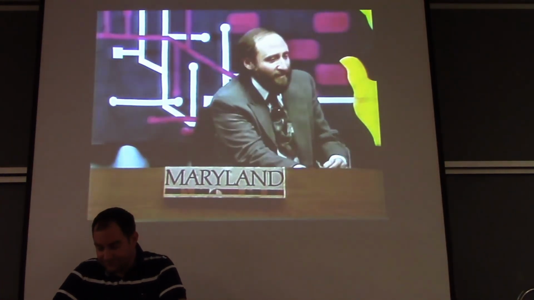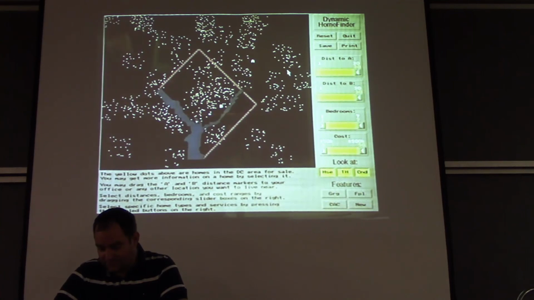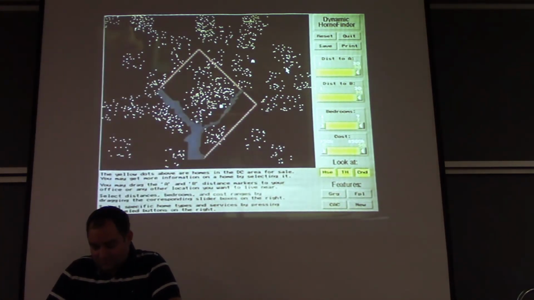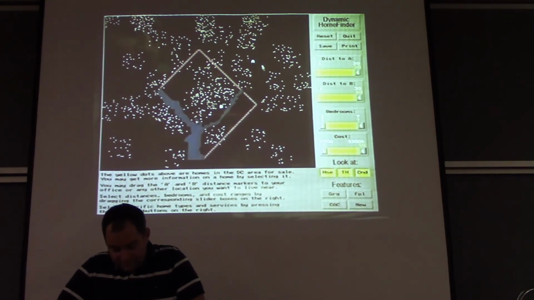Just move over to the side here, and we see on it a map of the Washington, D.C. area with the Potomac here. And this is an improved version of where we were a year ago in terms of dynamic home finder.